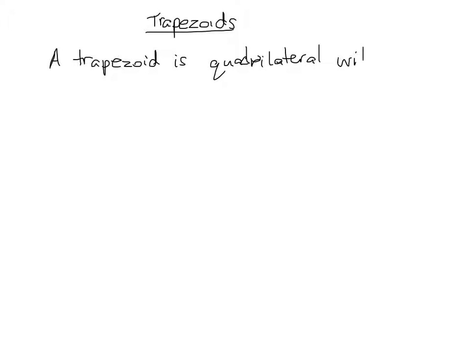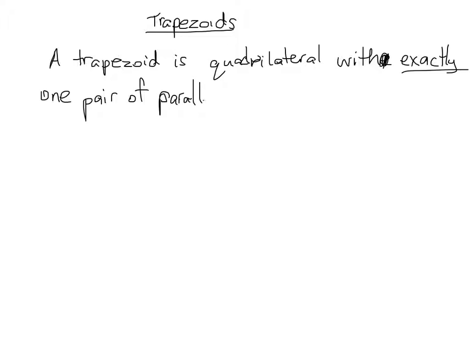And it's really important that we know that it is exactly one pair of parallel sides. Not two, not zero, but exactly one. Okay, so here's what a trapezoid looks like. It looks like this. We have our parallel sides, and then we have the two sides that are not parallel.